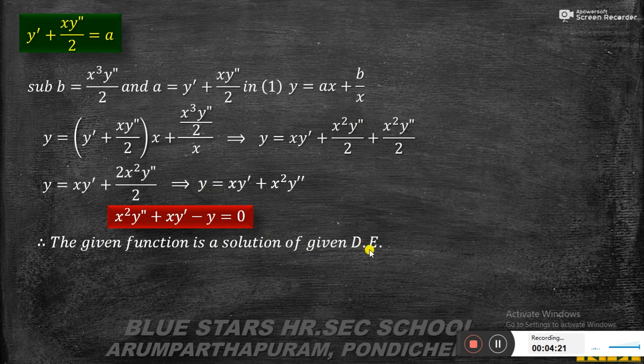So this is the conclusion for this problem. That means y equal to ax plus b by x is a solution of this equation, x square y double dash plus xy dash minus y equal to 0. This is the conclusion for this problem.